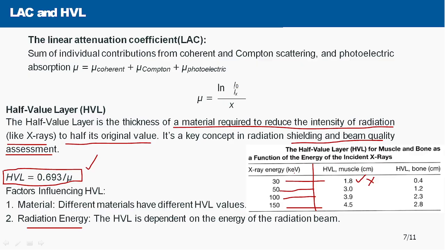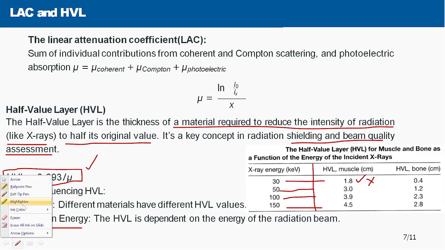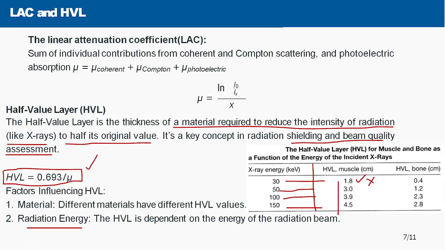So if 30 kilo electron volt is passed through any mass of this muscle, a mass of 1.8 centimeter, then it will reduce to half after passing through it. Similarly others are there. So these are the HVL values determined at different energy levels for muscle, for bone.